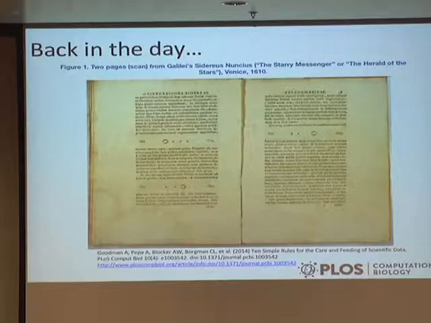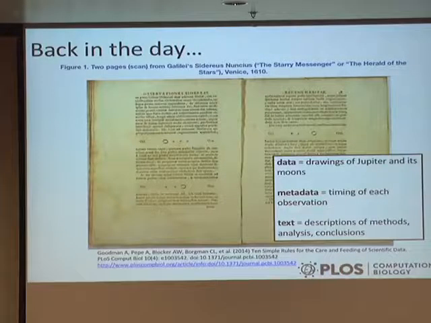And history shows that Galileo was an amazing astronomer, obviously, but he was also an amazing data scientist in that what he did in 1600, we can understand what his methods were then and communicate those today. So the data being the drawings of Jupiter and its moons, the metadata, timing of each observation, and the text describing the methods and analysis.